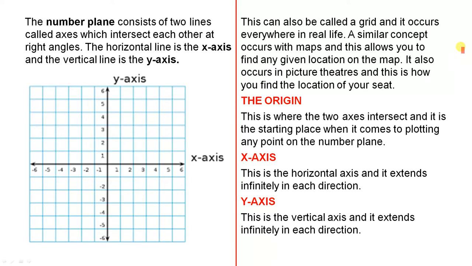The origin. This is where the two axes intersect, and it is the starting place when it comes to plotting any point on the number plane. So there is the origin here, that point where the two axes meet.